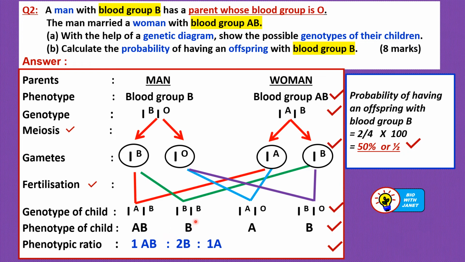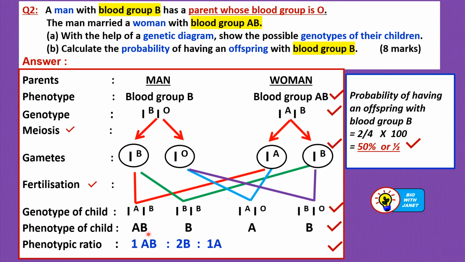For this child with genotype IBIB, the phenotype is B. Third child, IAIO. So the phenotype is A. And the fourth child has genotype IBIO. So the phenotype of the blood group is B. Okay? So the phenotype here means the blood group, the observable characteristic or the characteristic that can be tested.